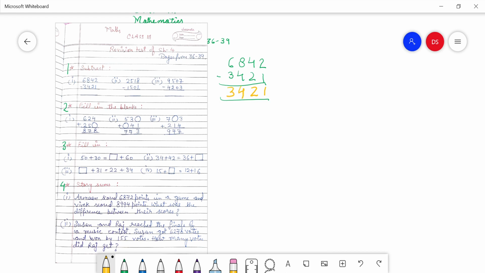Next question. 2518 and 1501. We will subtract this. These are simple, children. You can see that there is no need to take borrow. 1017.